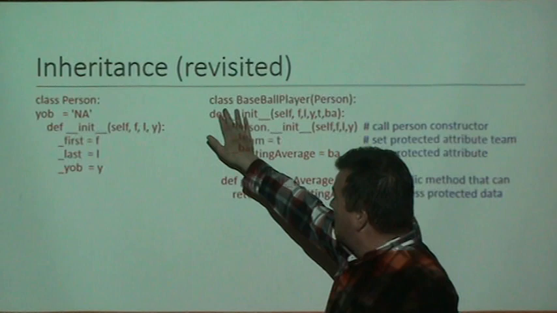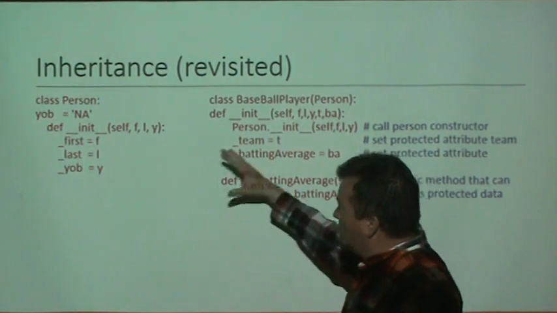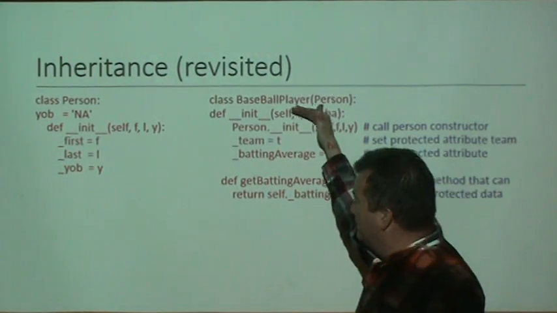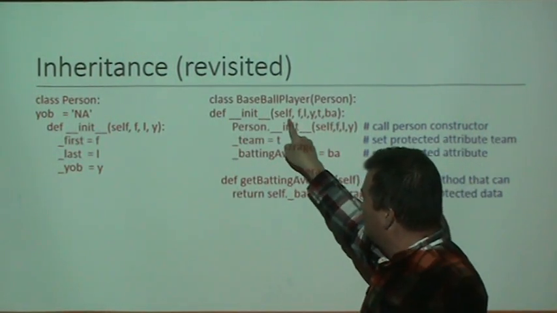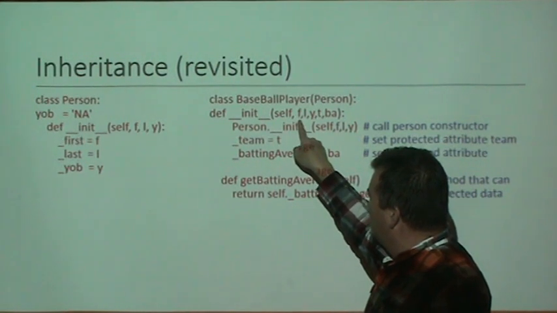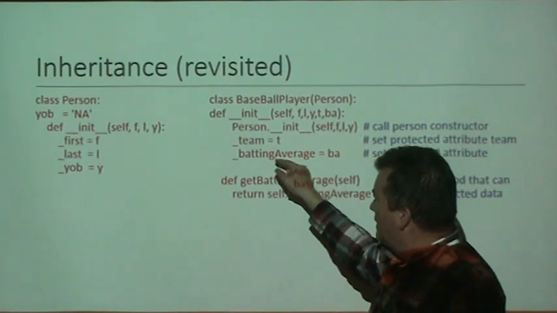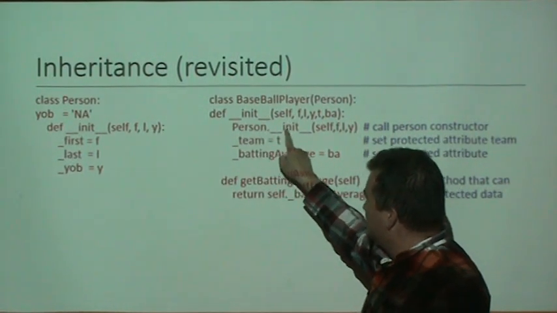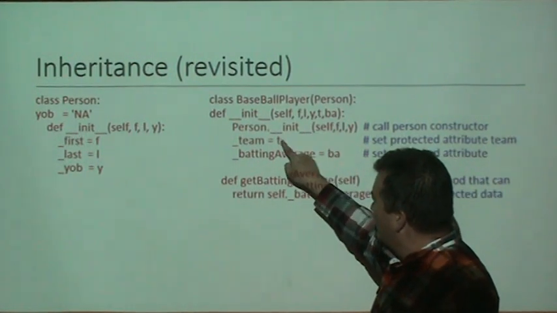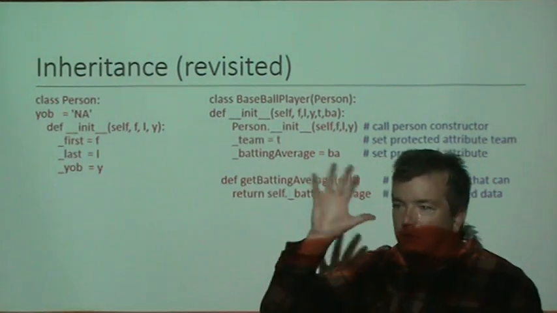And then we'd have a class called baseball player, which inherits from person. So all the attributes and methods that come from person get pulled in. And then we have an init function, self, right? We have a first, a last, a year of birth, a team, and a batting average. And now we can call the person's init method, pass in those fields, and we could take the team parameter and put that on _team, which means that the team variable is protected.